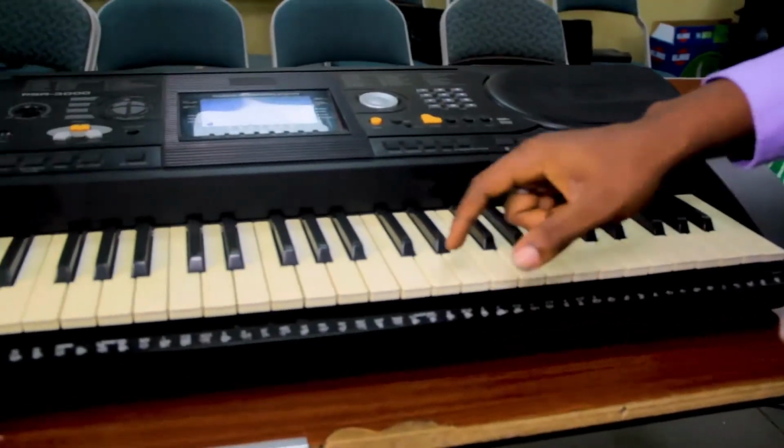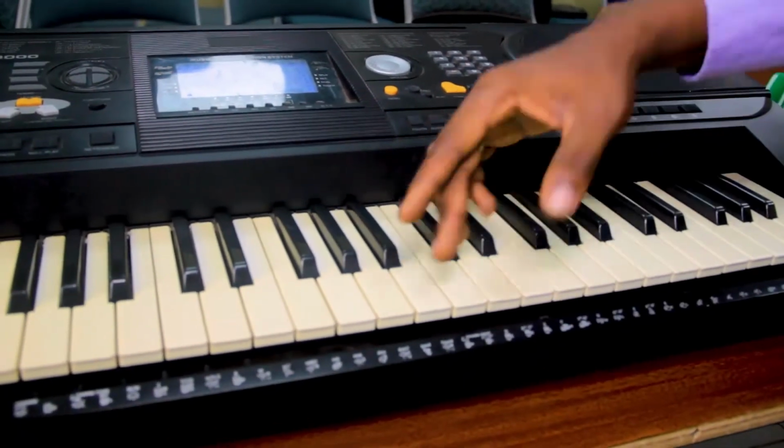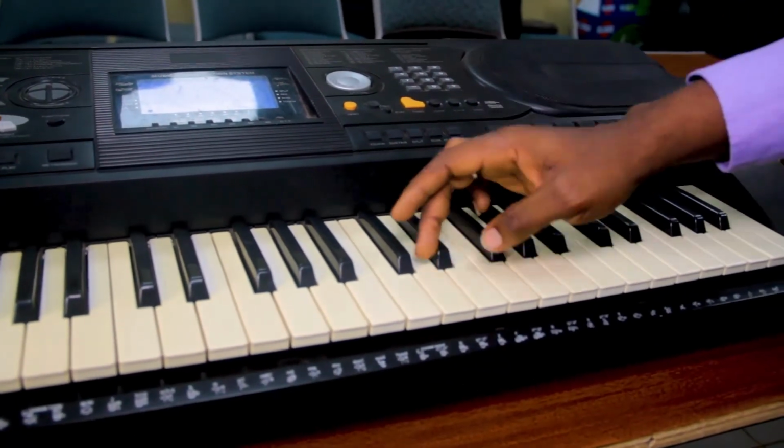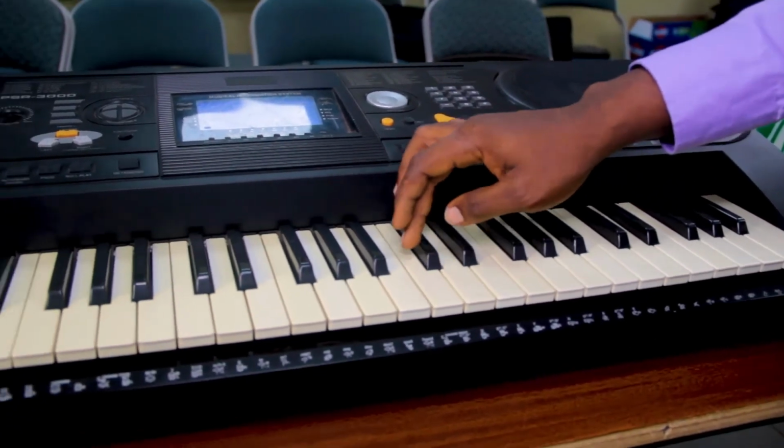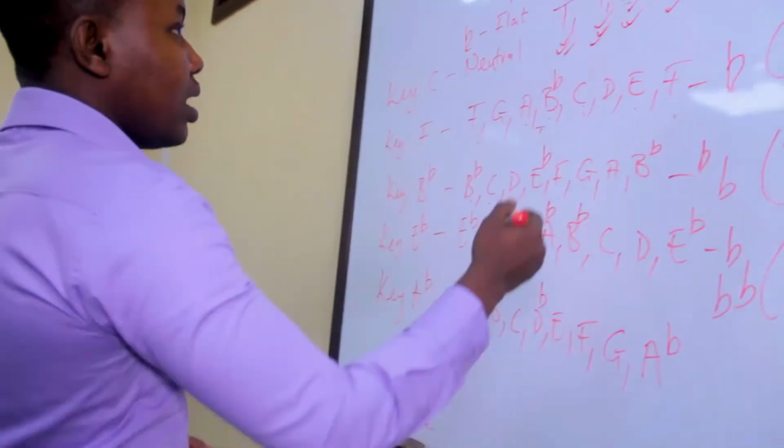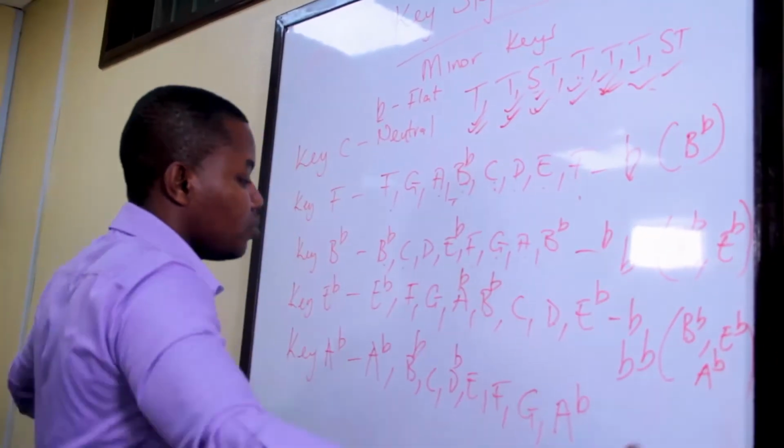Now, C to D is a tone, but from the formula, after 2 tones, we need a semitone, so what do we do? We flatten the D, so that it will be C to D flat, which is a semitone, to satisfy the formula. Now, it's left with 3 tones and 1 semitone, and we are done.